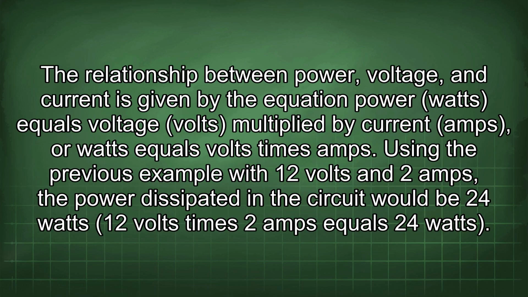The relationship between power, voltage, and current is given by the equation power (watts) equals voltage (volts) multiplied by current (amps), or watts equals volts times amps. Using the previous example with 12 volts and 2 amps, the power dissipated in the circuit would be 24 watts. 12 volts times 2 amps equals 24 watts.